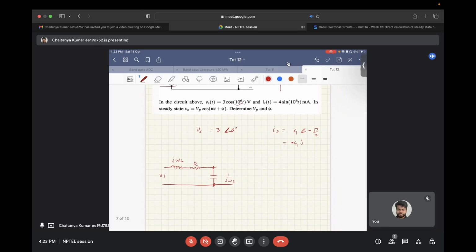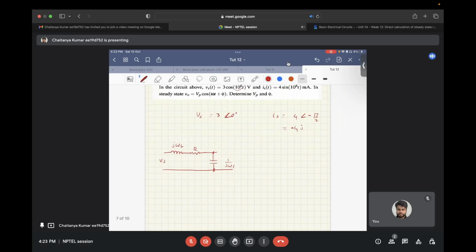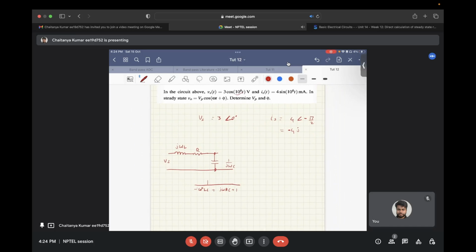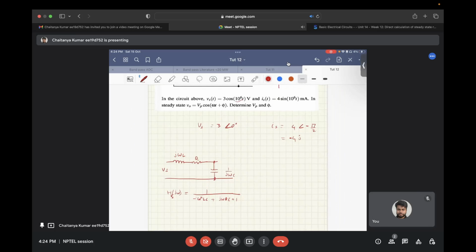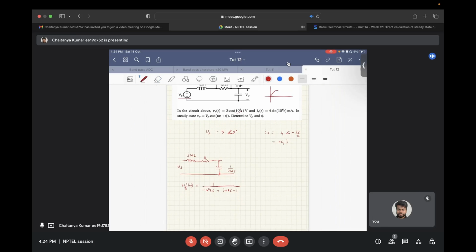So this is a low pass second order filter. The standard value of its transfer function is 1 upon minus omega square LC plus j omega RC plus 1. This is due to the Vs, and due to the current. So in case of current, we will short circuit the Vs.